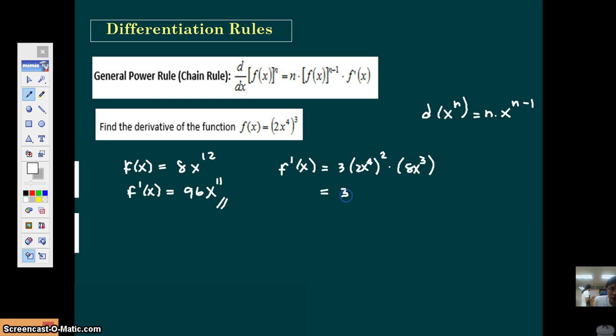3 times 2x to the fourth squared is 4x to the 8, and then times 8x cubed. 3 times 4 is 12. 12 times 8 is 96. So this is 96. x to the 8 times x cubed is x to the 11. So you see we got the same answer, one by expanding it first, and this one using directly the general power chain rule. Okay, let's have another.